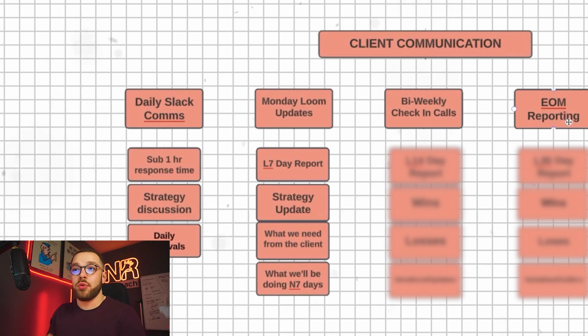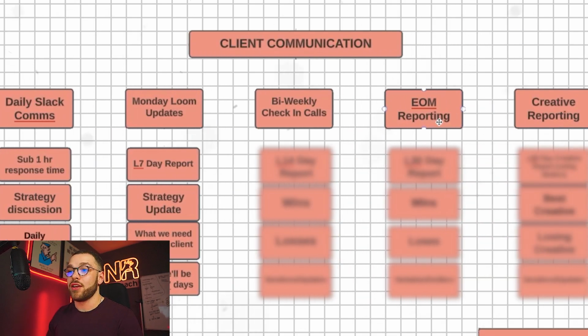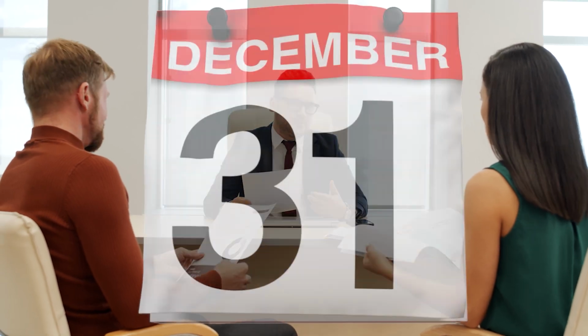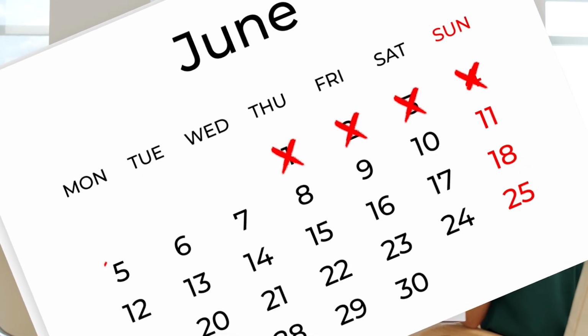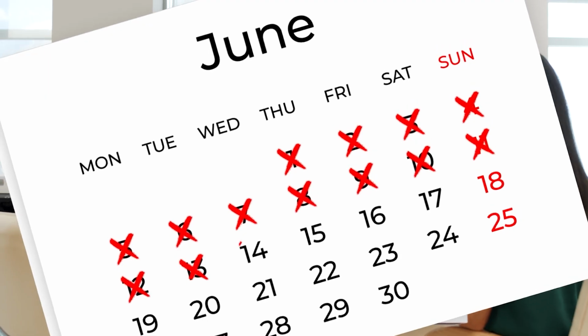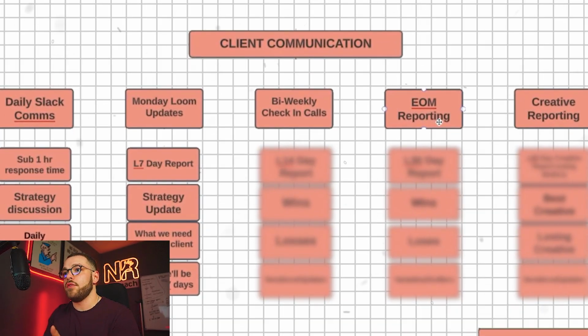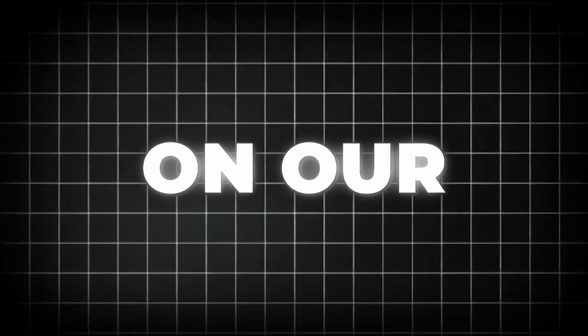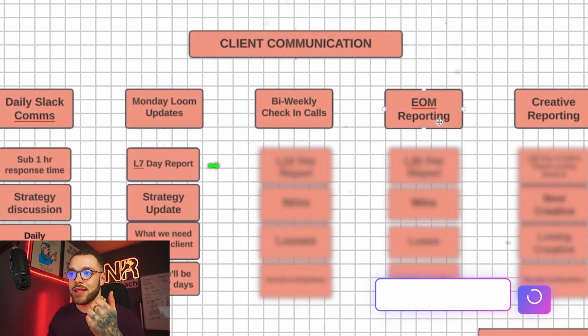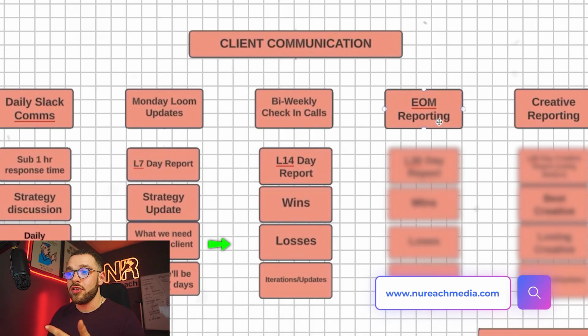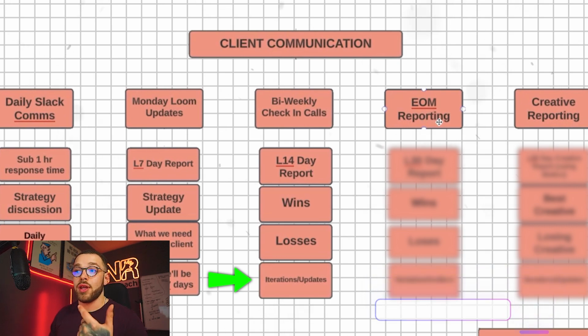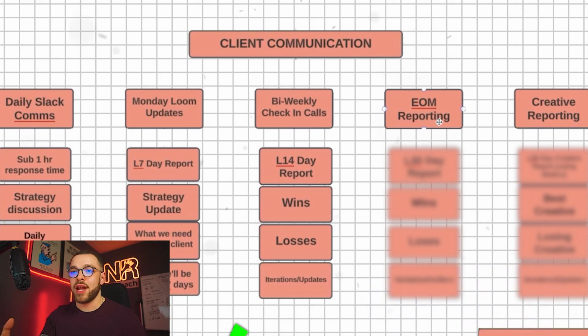Then one of the most important things is bi-weekly check-in calls. I've spoken to so many different agency owners that are only doing this monthly. You may be doing the bi-weekly or monthly check-in calls yourself. This is important to eventually hand off to a client success manager. On our bi-weekly check-in calls, we're reviewing the last 14-day results, wins, losses, right? We're being very transparent with our clients about the iterations we're going to be doing to improve results, and anything we need to communicate as far as updates from the brand to the marketing team.